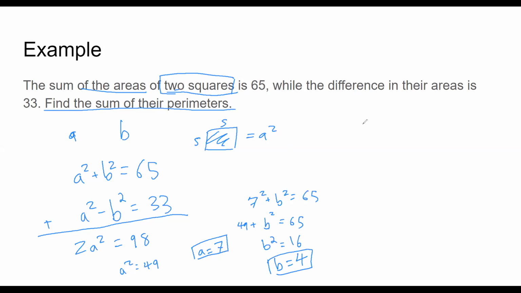So what's the sum of their perimeters? What's the equation for the perimeter of a square using its side length? 4a plus 4b is equal to... So basically it's 4 times the side length. So we have to multiply a by 4, we have to multiply b by 4, which is equal to 11 times 4, which is equal to 44. So our answer here would be 44.